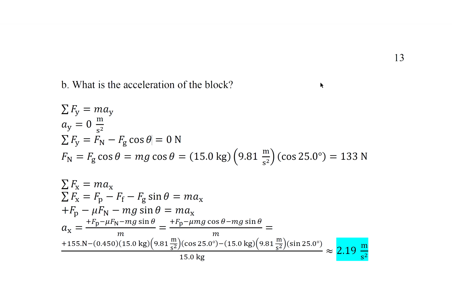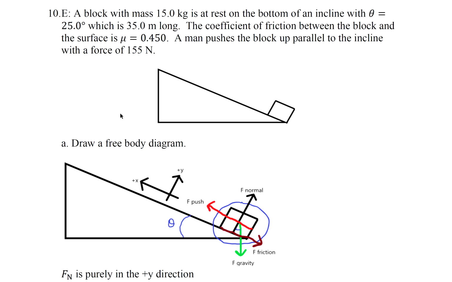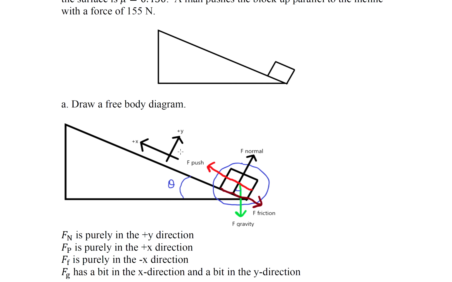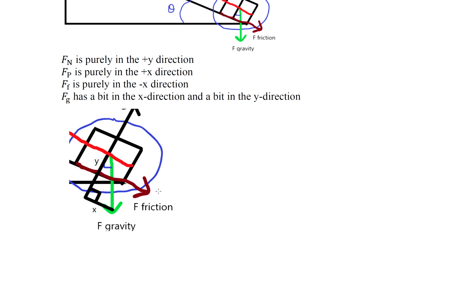Now we're going to use sigma F sub x equals ma sub x. So the acceleration of the block, part B wants us to find a sub x. So solve for a sub x. What forces do we have on the x-axis? Plus force of push, minus force of friction, minus force of gravity, sine theta. So you could see this x part is the sine of theta.